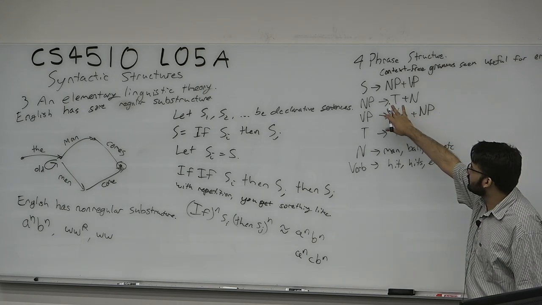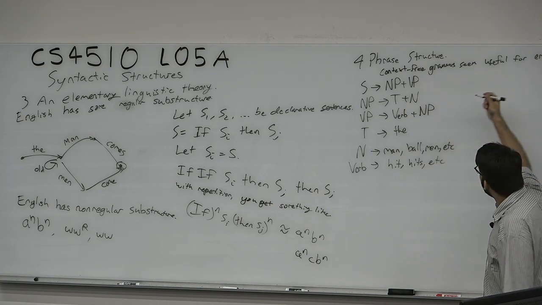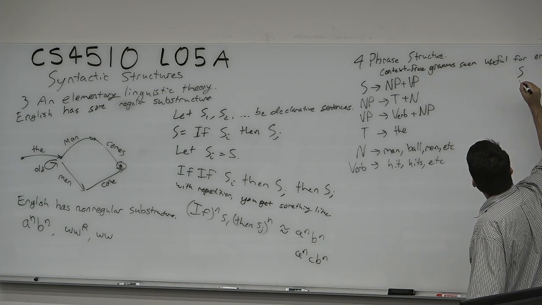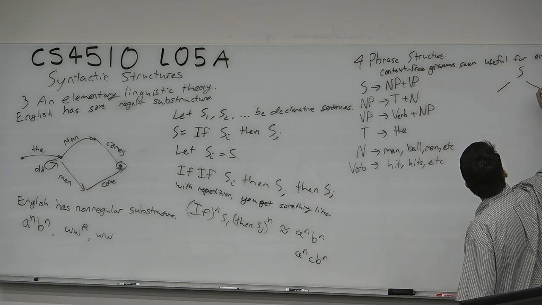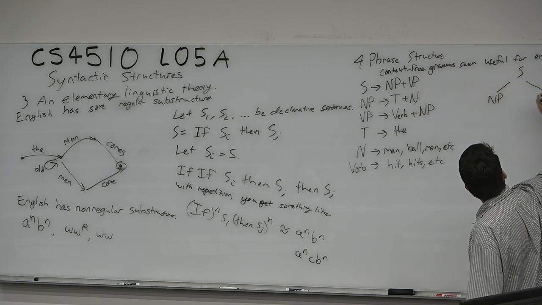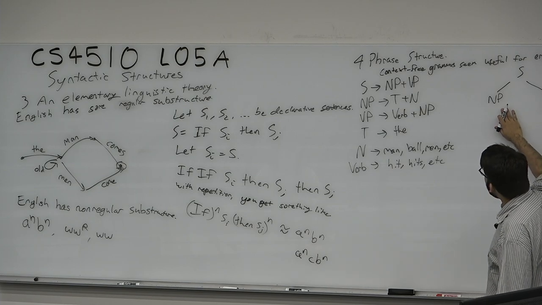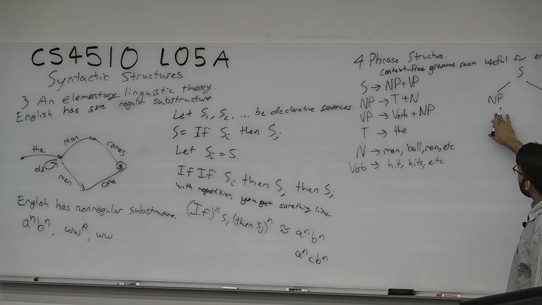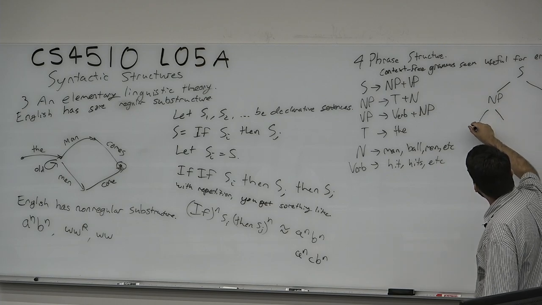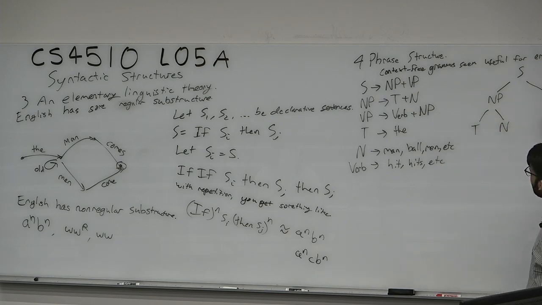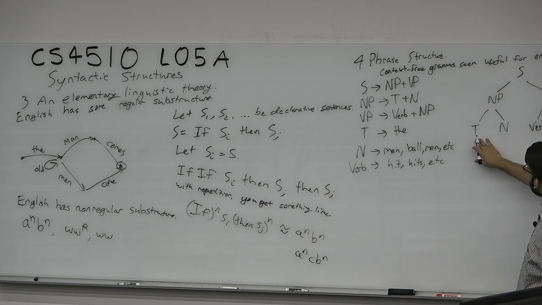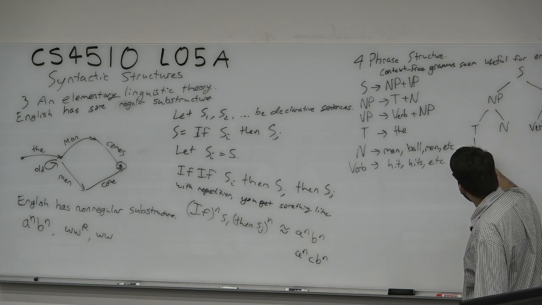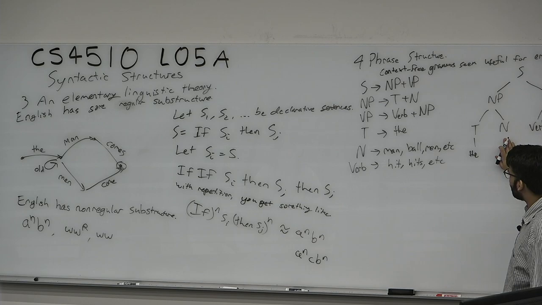And S, actually, we call it for start, but you could say it's for sentence. So we're going to produce a sentence using this grammar. We're going to go S, and it goes to NP plus VP. So we're going to do a tree. We're going to go to NP and VP. And then NP is going to go to T plus N, so T and N. VP is going to go to verb plus NP. T is going to go to the. N is going to go to nouns.